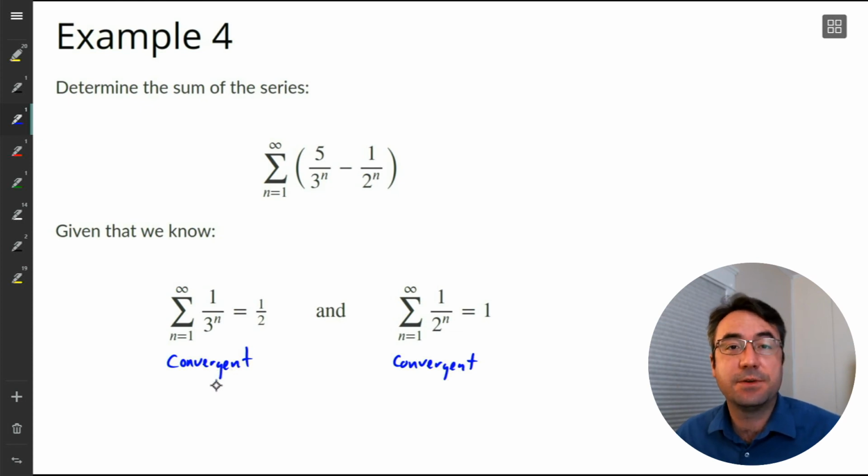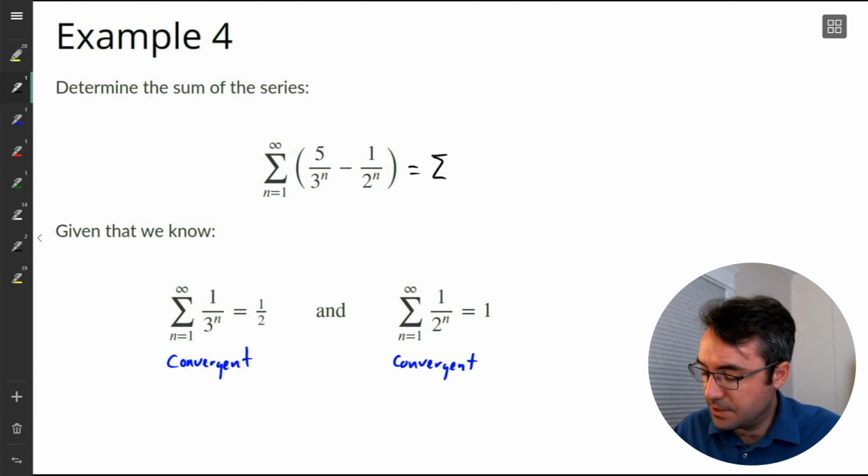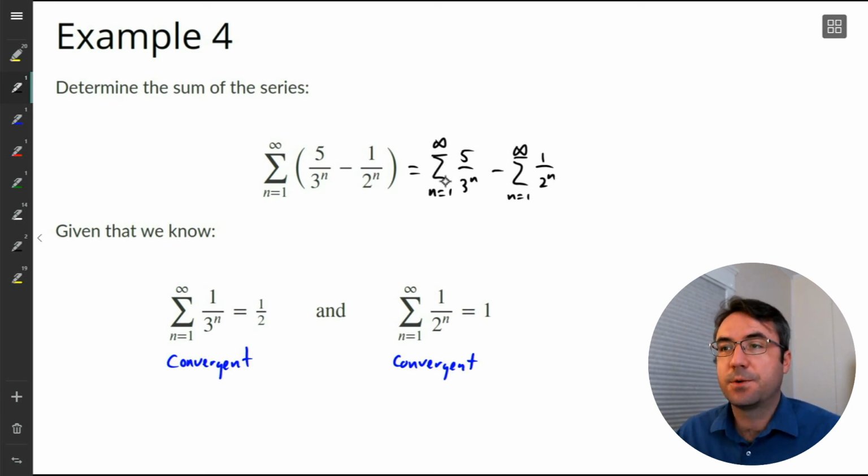We can add convergent series together, we can subtract them, we can take one of these and multiply it by a constant, and we would still have a convergent series. And that's what we're seeing right here. So the first thing we see is the subtraction. By that one rule that we just saw, we could split this up into two separate series. So we're going to have the series sigma 5 over 3 to the n minus the series sigma 1 over 2 to the n. We're just splitting up where we saw subtraction.